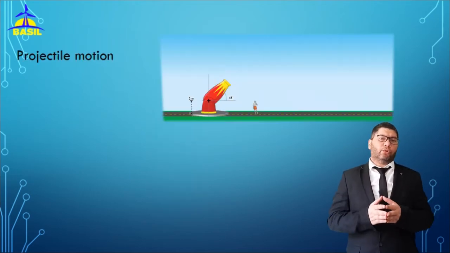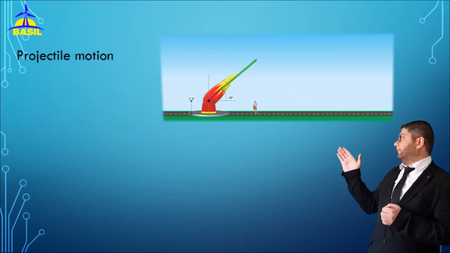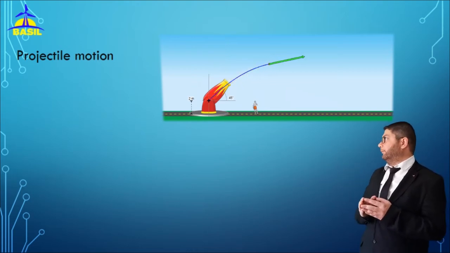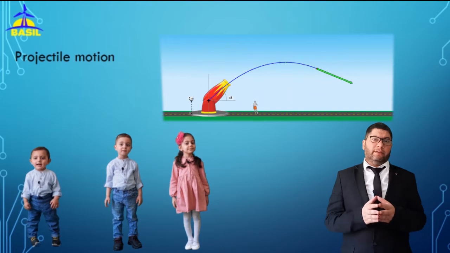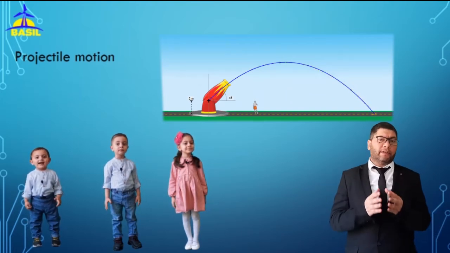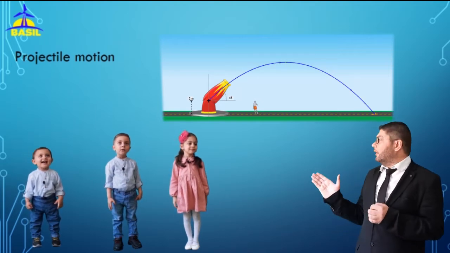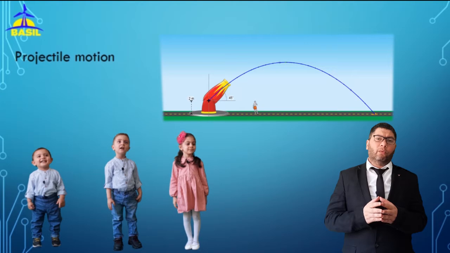If we throw a stone or fire a cannonball, this is a projectile motion, and the movement looks like this. But the question is, is this motion horizontal motion X or vertical motion Y?